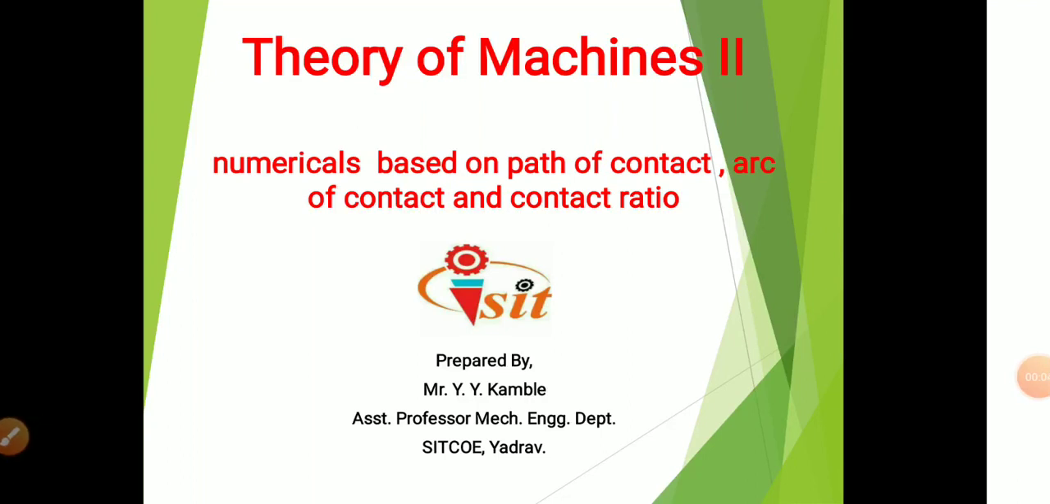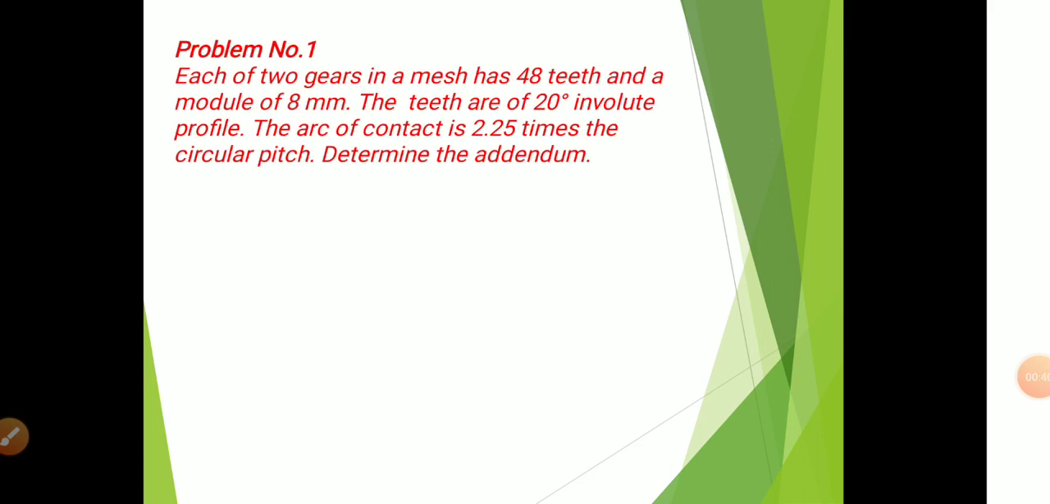Hello everyone. Today we are going to see the numericals based on path of contact, arc of contact and contact ratio. Our subject is Theory of Machine 2. In the previous video we saw the derivations of path of contact, arc of contact and contact ratio. Based on these derivations and formulas we are going to solve the numericals.